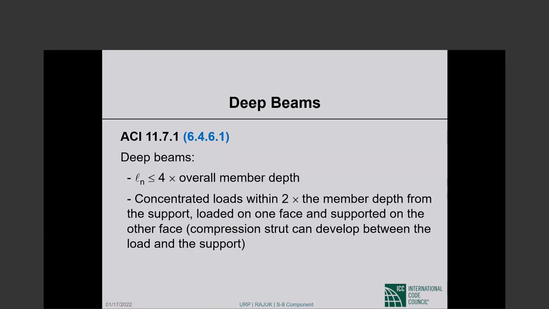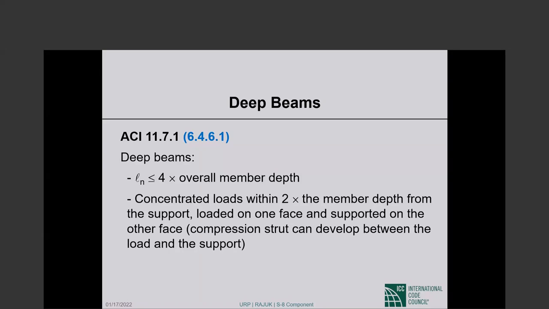So remember, your code is 318-08, BNBC 2020. Okay. So everything I tell you is 318-08, BNBC 2020, unless I specifically mention this is how it was in 318-99 or something like that. Okay. So these definitions are 318-08, BNBC 2020 definitions.